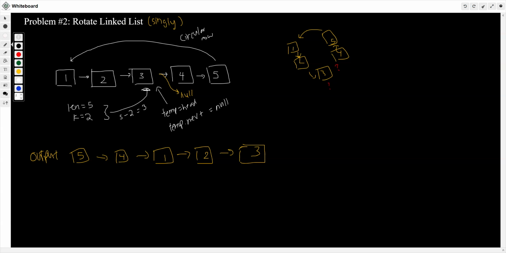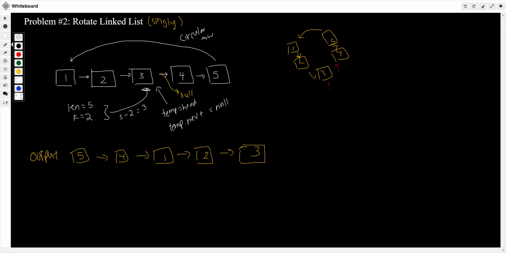So problem number two asks us to rotate a linked list. Given a singly linked list, rotate the linked list counterclockwise by k nodes, where k is a given positive integer smaller than or equal to the length of the linked list. Good thing that was mentioned, because otherwise we would have to figure out the length of the list, and that would take a little more time.